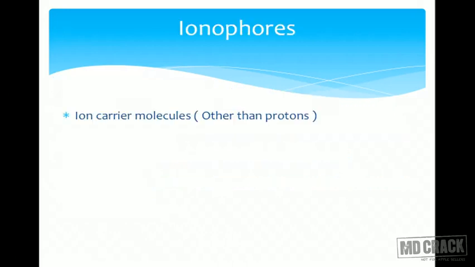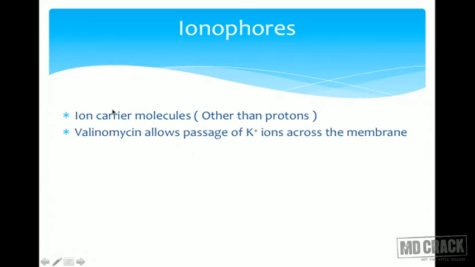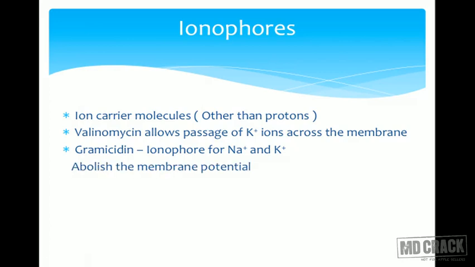Now ionophores include ion carrier molecules other than protons, like valinomycin, which allows passage of potassium ions across a membrane. Gramicidin is an ionophore for sodium and potassium. Again, they neutralize the positive charges. It will lead to dissipation of the proton motive force. So they abolish the membrane potential.